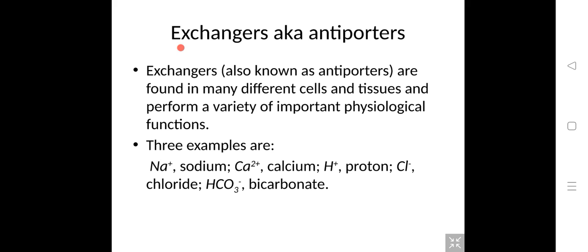So, exchangers and antiporters, what's the difference? Exchangers are also known as antiporters. They are found in many different cells and tissues, and they perform a variety of very important physiological functions. Exchangers are sodium, calcium, protons, chloride, and bicarbonate. I would like you to have a very clear knowledge of what exchangers are, and please do not ever mistake them.